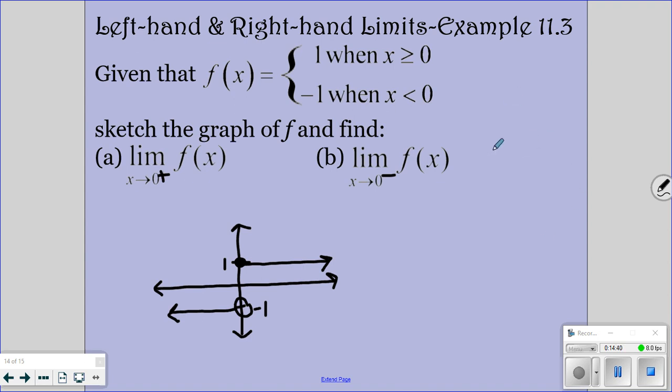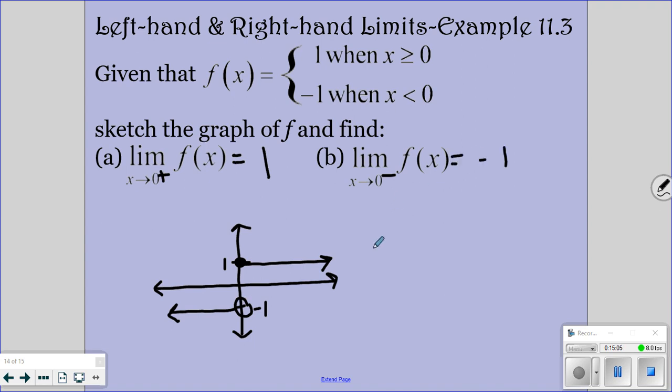And it wants to know the limit as we approach 0 from the right. So coming from the right, as we get closer and closer to 0, what value are we approaching for our y value? The y value is a 1. So this would equal 1. As we approach 0 from the left, what y value are we approaching? We're approaching -1.